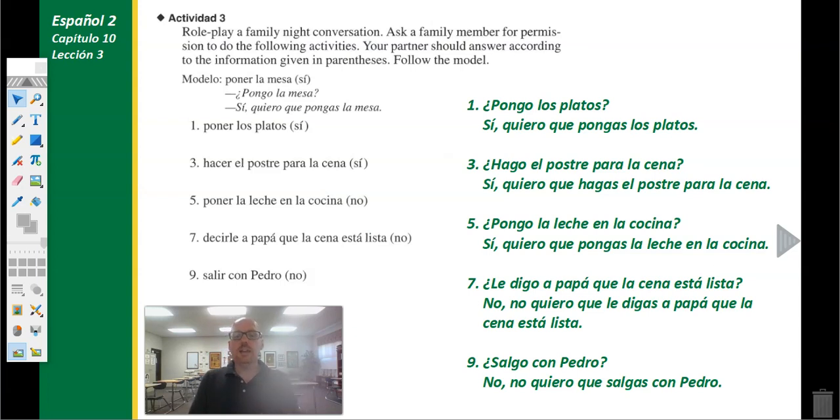Número 7. Le digo a papá que la cena está lista. Do I tell dad that dinner is ready? Listo, lista means ready. No, that one was negative. No, no quiero que le digas a papá que la cena está lista. No, I don't want you to tell dad that the dinner is ready.